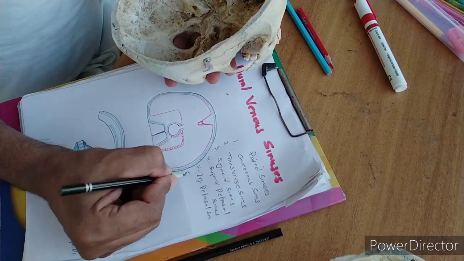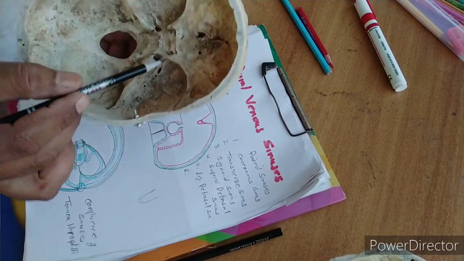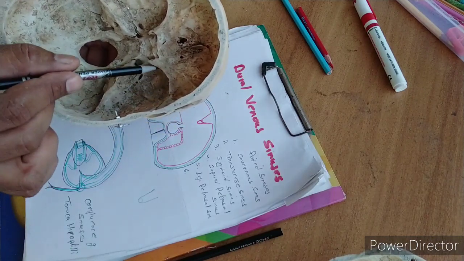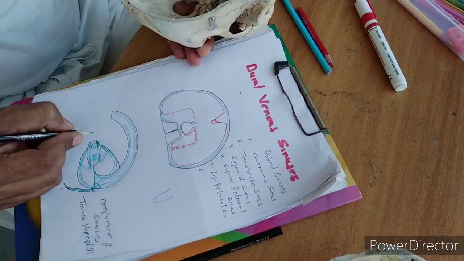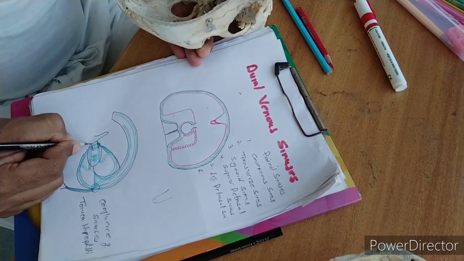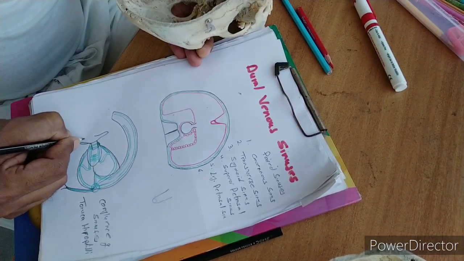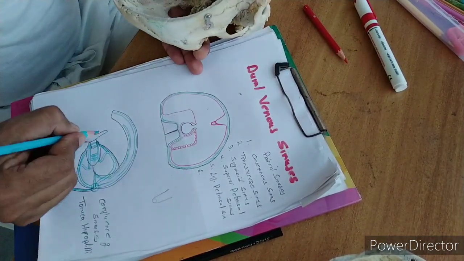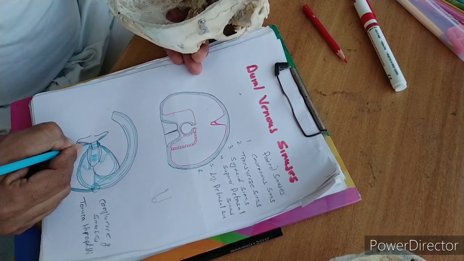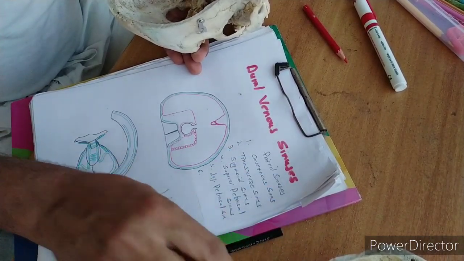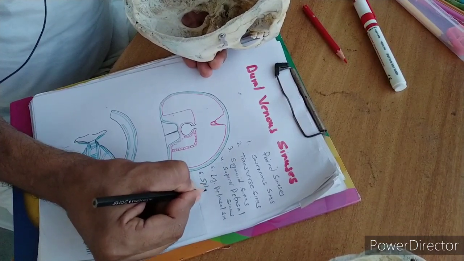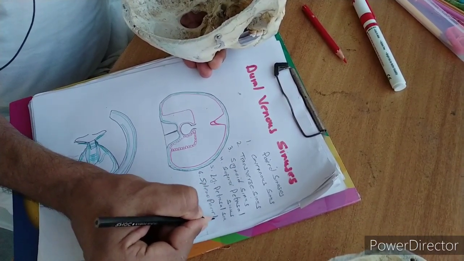Then the sixth is the sphenoparietal sinus. In this location is the sphenoid bone, the lesser wing of the sphenoid bone here. In this area is the sphenoparietal sinus. Here I forgot to mention, look here, this sphenoparietal sinus opens into the cavernous sinus. So sphenoparietal sinus is in this location.